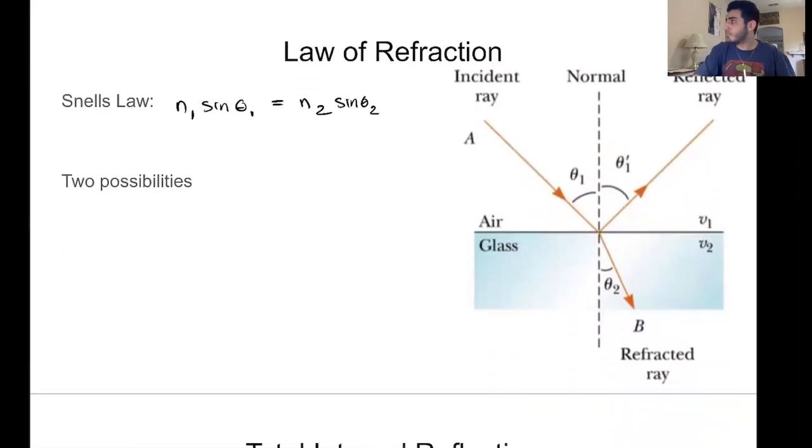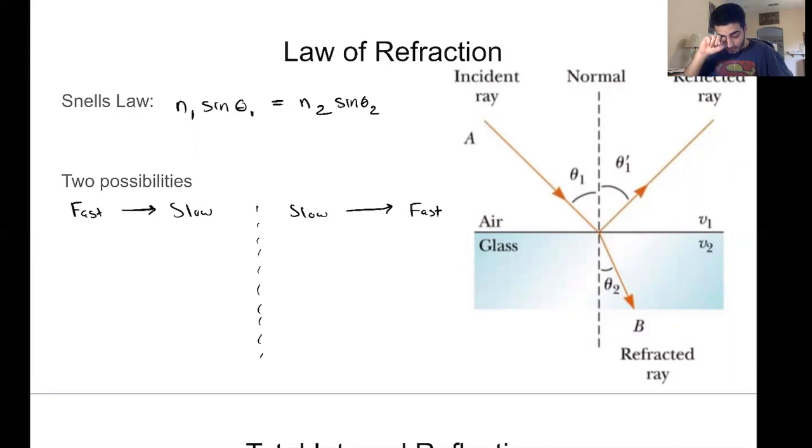There are two possibilities that can happen when we're thinking about the law of refraction. As Dr. Anderson's slide showed, we can either have something going from fast to slow, or something going from slow to fast. So what exactly does it mean for something to be fast and something to be slow?